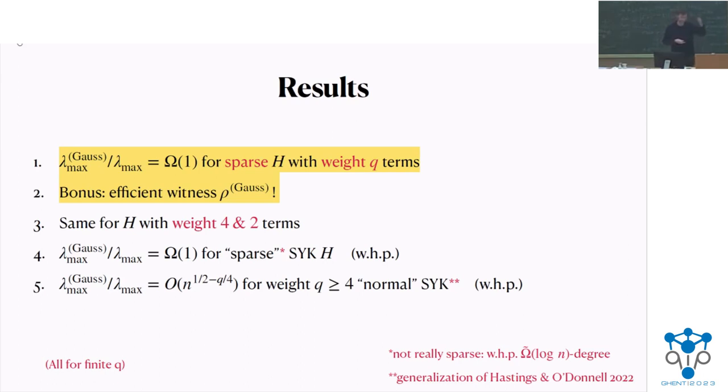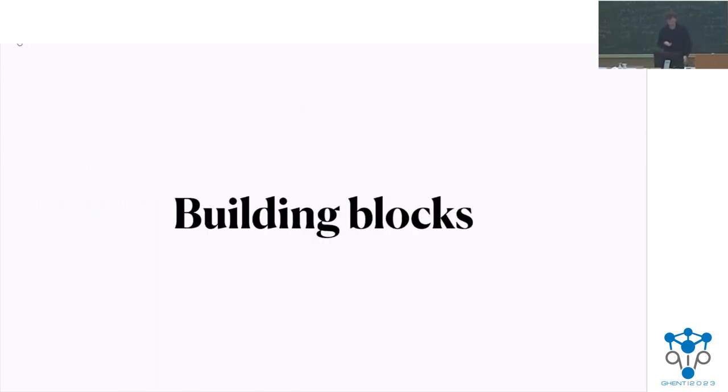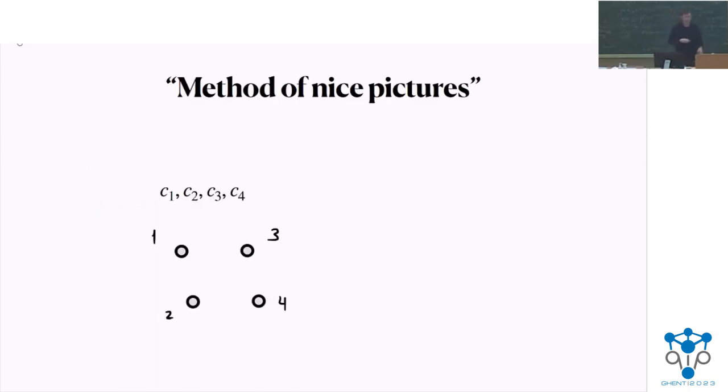So in the remainder of the talk, I'm going to quickly guide you through the way we prove this statement for this sparse Hamiltonian with weight q, and try to explain the key idea there. I'm going to introduce you to the building blocks of this construction, which are the matchings and the related Gaussian states, and then we're going to use them to give this proof. So I'll go by the method of nice pictures because we don't have so much time here and we are all tired.